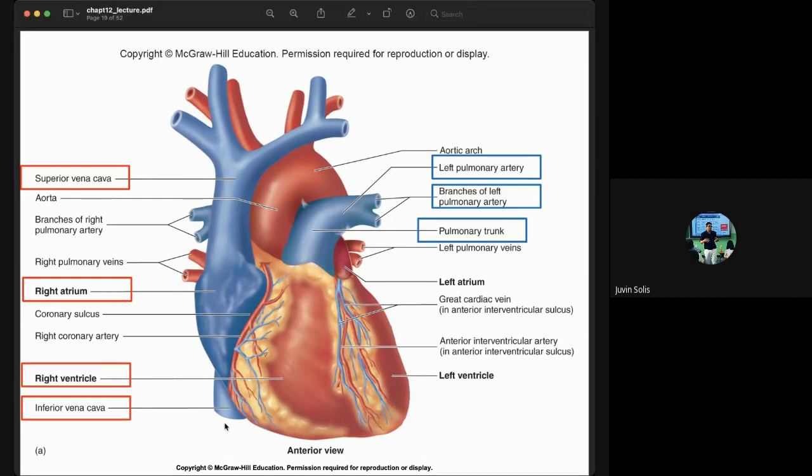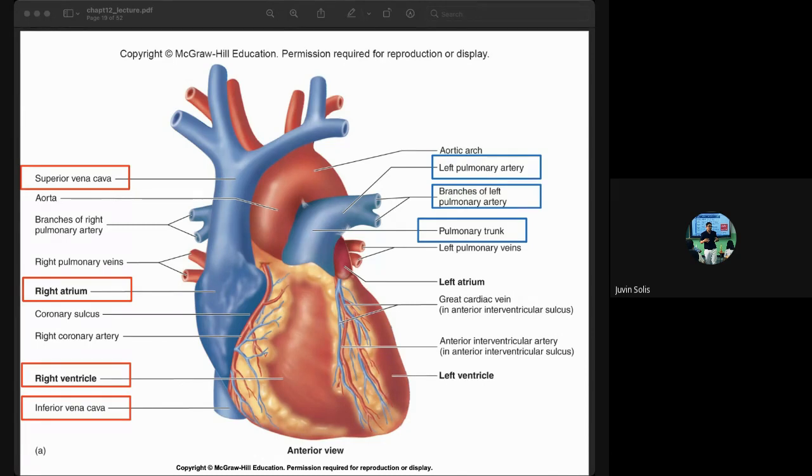Now, punta tayo dun sa may inferior naman, sa medyo lower part. Okay? So, ito naman, it drains the blood below your diaphragm. And below your diaphragm, there are your abdominopelvic cavity and yung ating mga lower limbs.